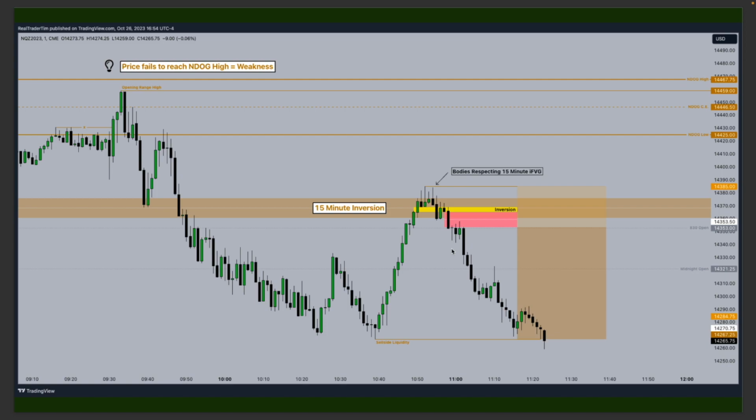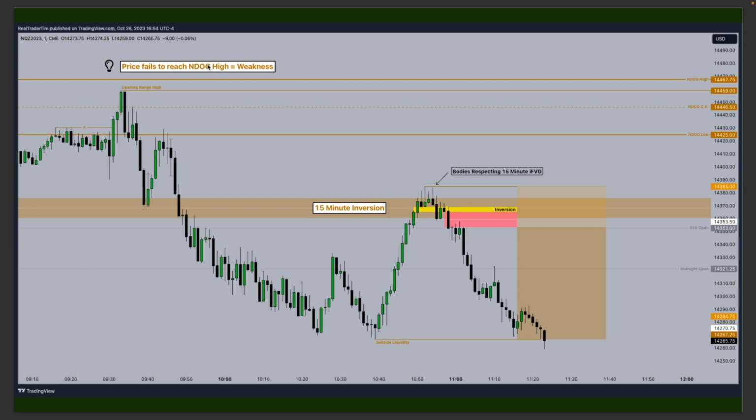Okay, so we're going to walk through the day with some of the setups. We'll start, obviously, at New York Open. I mentioned last night, and this morning on live as well, that the New Day Opening Gap was my main measuring tool for today in terms of directional bias. So we open at 9:30 here, sweep this buy side, and we fail to get to the high of the New Day Opening Gap. We displace away.